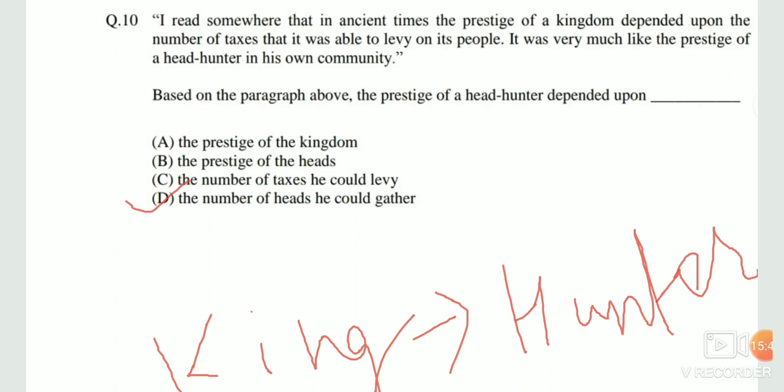What does the headhunter do? What does the hunter do? He hunts the birds. So here, based on the paragraph above, the prestige of a headhunter depends on what? The king's prestige depends on collecting taxes, and the headhunter depends on what? He is asking. The prestige of the kingdom? No, it is not suitable with this. The prestige of the heads? No, it is meaningless. The number of taxes he could levy? No. Here, the number of heads he could gather. Heads means here the birds' heads or some animal heads, like that.